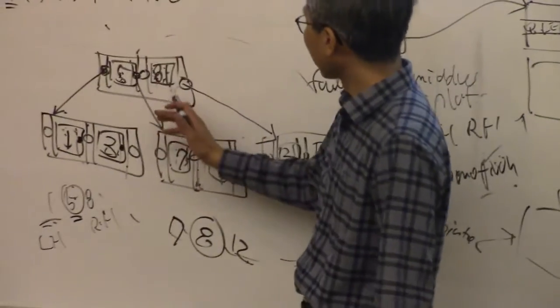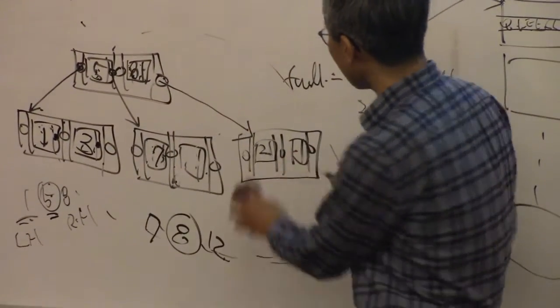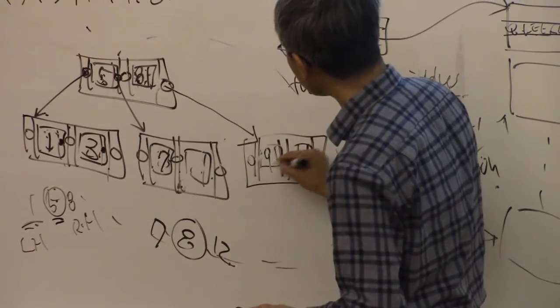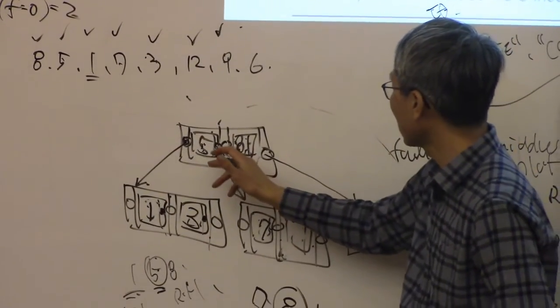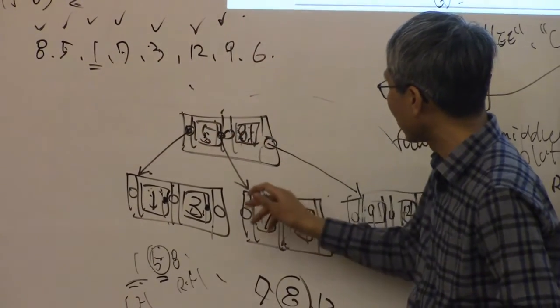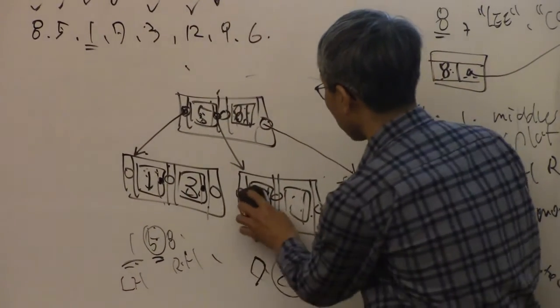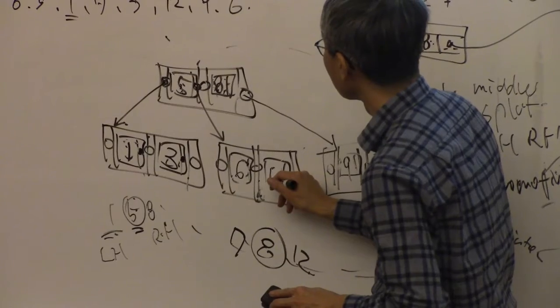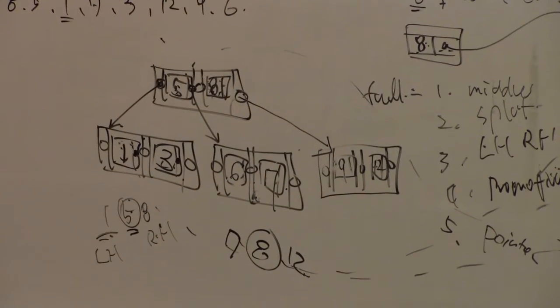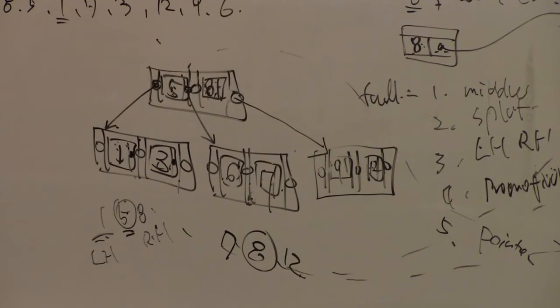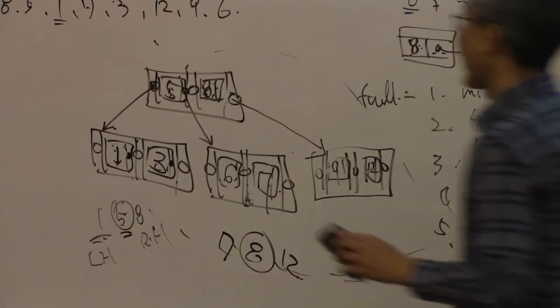Okay, 9. 9 is supposed to be inserted here. Oh yes, we have space, so no problem. Then the 6. 6 will be inserted: bigger than 5, less than 8. Going to here, we have a space. It's 6, 7. Okay. So this is a balanced tree, like this. One more step that we have done.